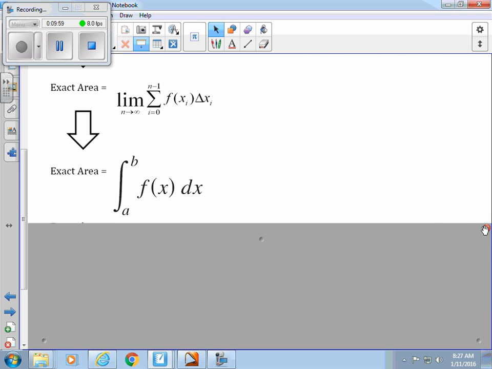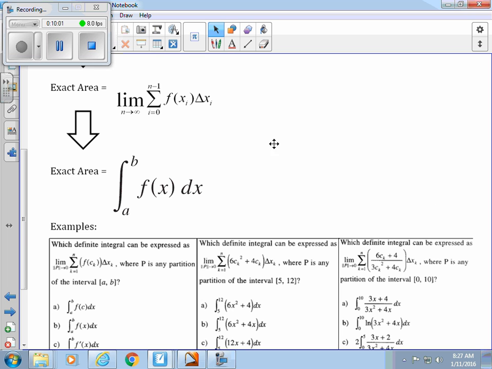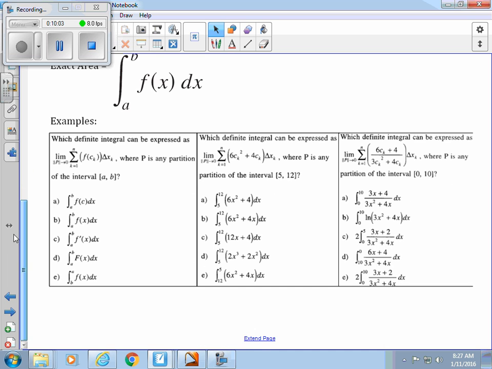So here are some examples of questions that use summation notation. They are little, so I will help read them to you. I don't know if I can make it bigger, I can't.